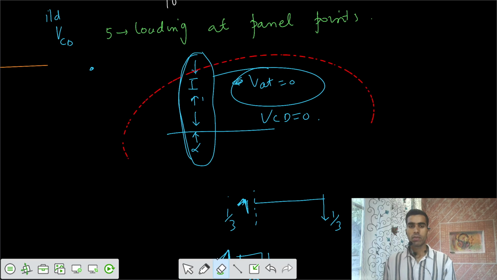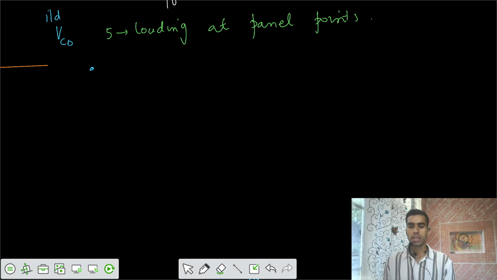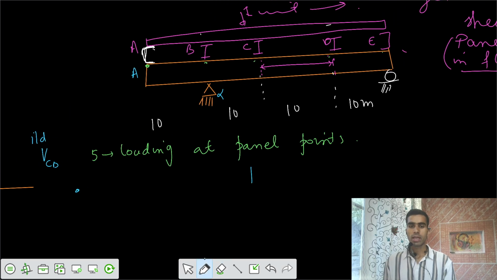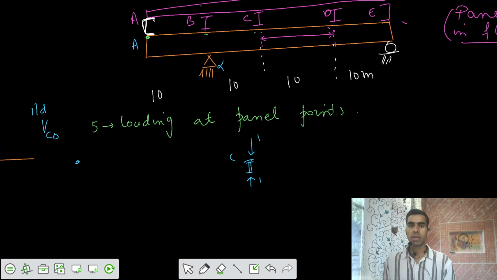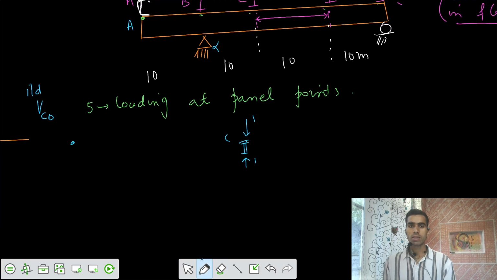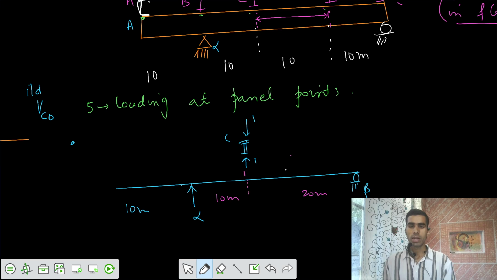Now the third one is when the load is at point C, directly above point C. That gets transferred to that I section. This is the load at point C, and it would give a reaction of 1 also, and the same gets transferred to that beam. Let's take that beam now. This is support alpha, and there's one more support, beta. This is 30 meter and this is 10 meter, and the load is acting here, 1 unit.